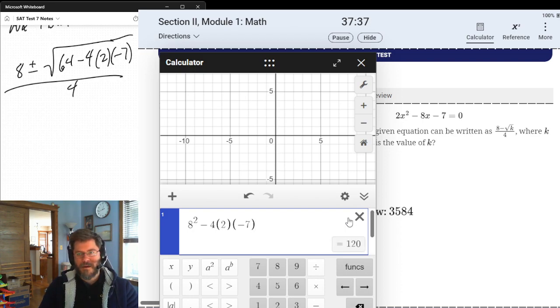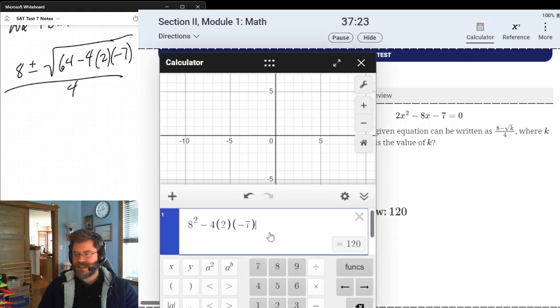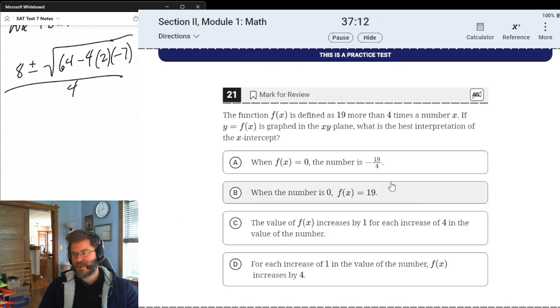Did I mess up? Oh, I multiplied them. I was supposed to add them. This is why I double check. 120 seems a lot more reasonable. Always double check your work if you're feeling like you made a mistake. Yeah, I multiplied here. I should have subtracted, and that's why the thinking and double checking thing is so important.